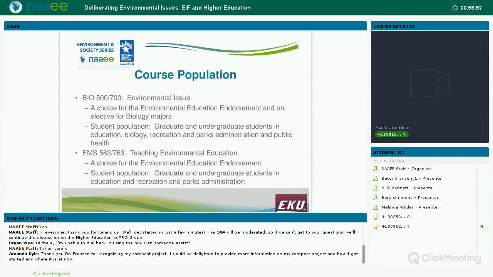Recently, though, we have found that we have a variety of students that take it for an elective. So we've had graduate and undergraduate students not only in the environmental education endorsement, but from biology and the Recreation and Parks Administration, as well as a public health major. And in the Teaching Environmental Education course, we've had Recreation and Parks Administration folks that are interested in environmental education as well. So again, we have a bit of a different population. The other big difference is because these are elective courses, we don't have as many students in either of the courses.